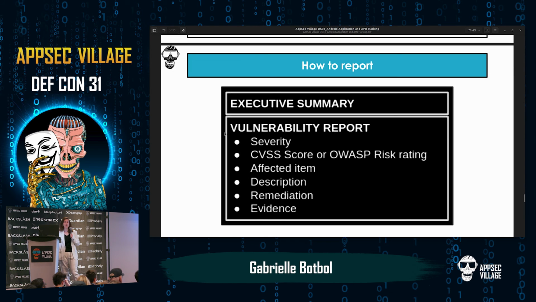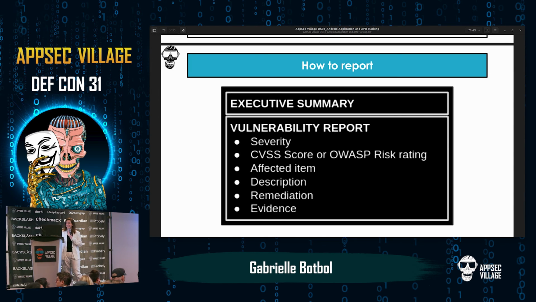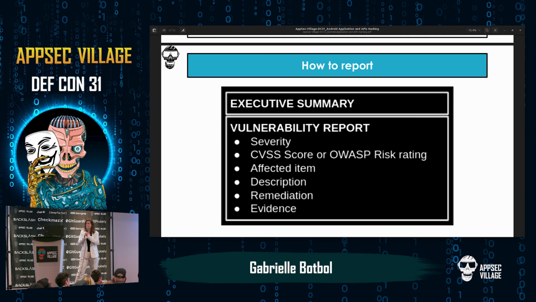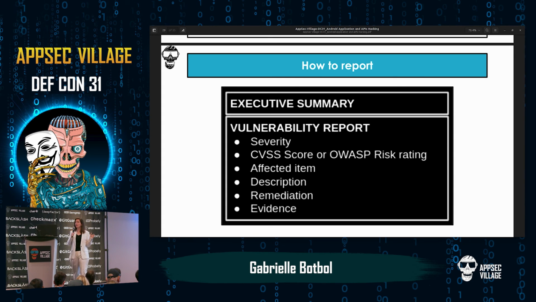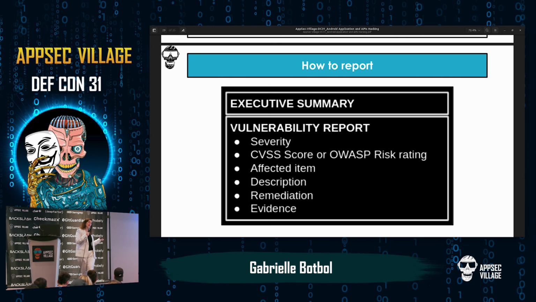Okay, how to report. This is the usual structure of any pentest report. You have the executive summary and you have the vulnerability report part. The second part, the vulnerability report, can also be used for bug hunters. The executive summary is going to be for the executives of a company, so it needs a high-level explanation, no technical details, and a global posture on why findings and attack combinations could impact the company.